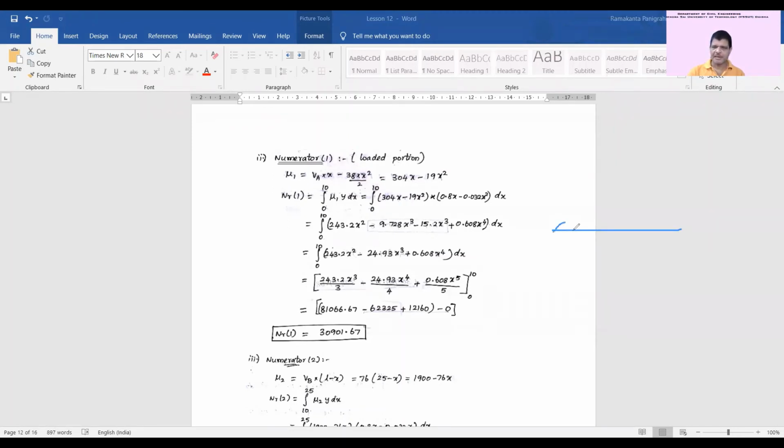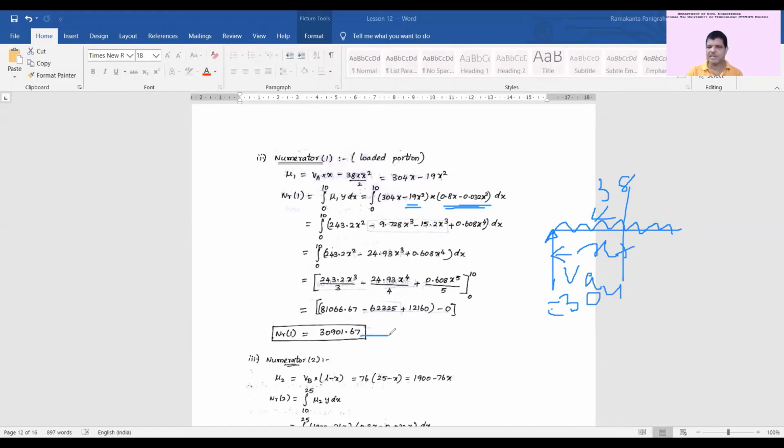From 0 to 10, this is the UDL. Now this is your reaction VA. So you have to calculate what is the moment at here. So moment at distance x, for 0 to 10, the reaction is equal to 304. So 304 into x minus 38 into x by 2, so that becomes 19x square. And already we have found out the value of y. So now my dx, you do all the integrations, and these integrations will give the first value, 30901.67.